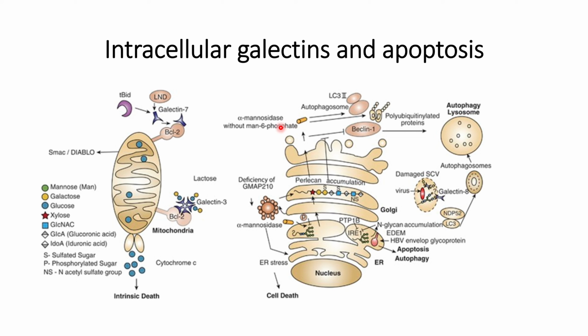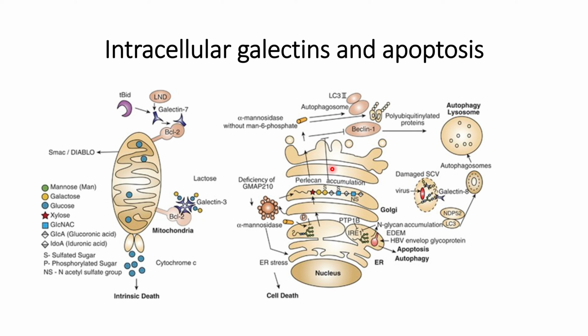So this is how, when mannose 6 phosphate is not working properly, it might trigger the autophagosome with the help of the LC3 II enzyme, and that will lead to polyubiquitinated protein going into the lysosomes. So this is the general idea. And Beclin 1 also leads to the autophagy lysosome.